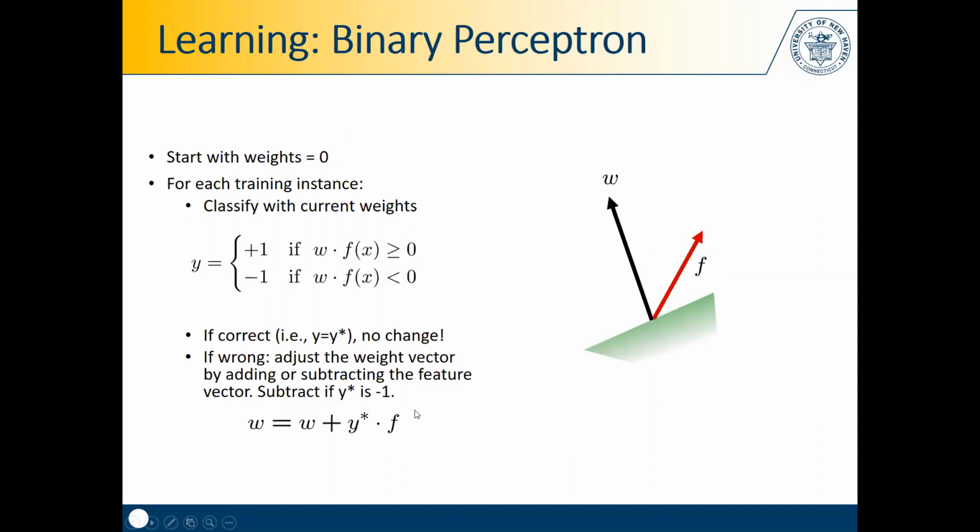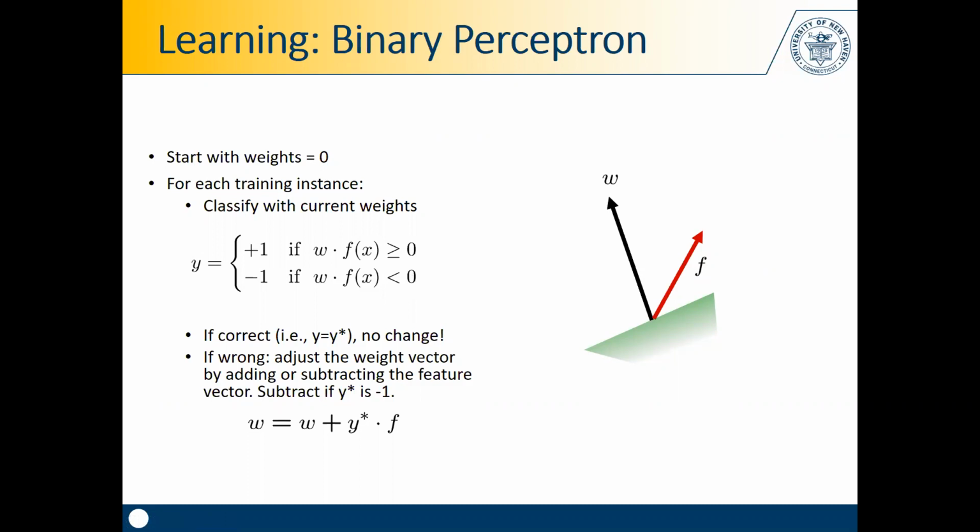So in other words, the adjusted weight vector is going to be the current weight vector, the one we use for classification, plus the product of the correct output and the feature vector. Okay, does this make sense? Why are we doing this?